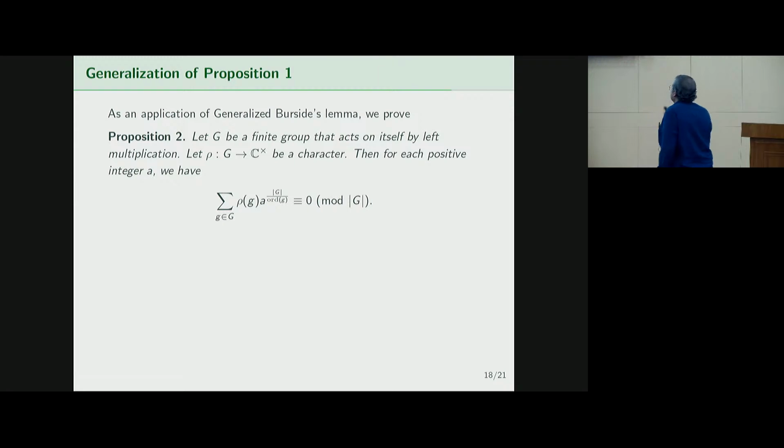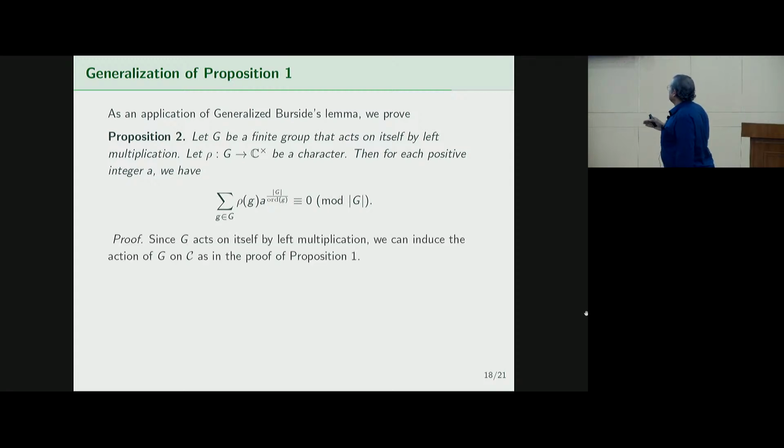We have done the same application without rho. Now we are with rho. We did Proposition 1 with rho the trivial character, and now with a non-trivial character we are proving it, in just the same way. G acts on itself by left multiplication. We can induce the action of G on C, the set of all functions from G to S, where A is a given positive integer and S is nothing but 1, 2, 3 up to A. It is a ditto proof.